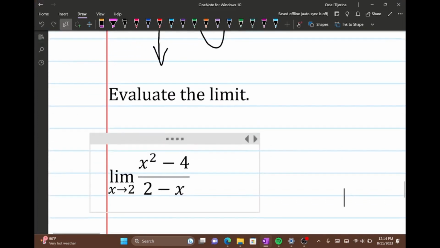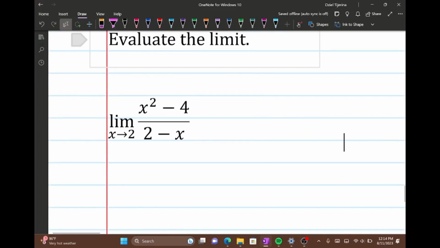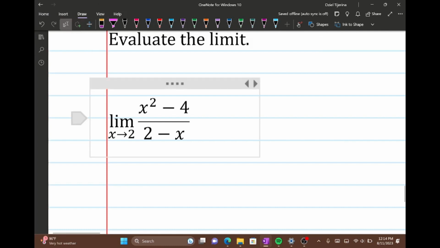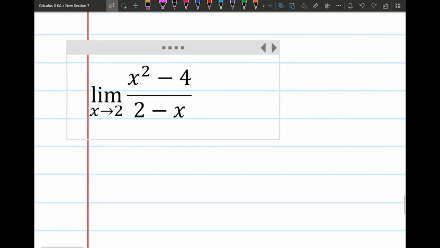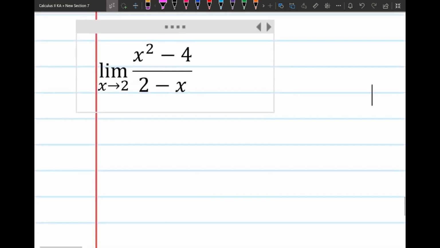So in this video, what we're going to do is evaluate the limit as x approaches 2 of x squared minus 4 over 2 minus x. A lot of students really fall for a trick that is very easy to fall for, which basically happens when we forget our algebra skills. So I'm going to rewrite the following problem.